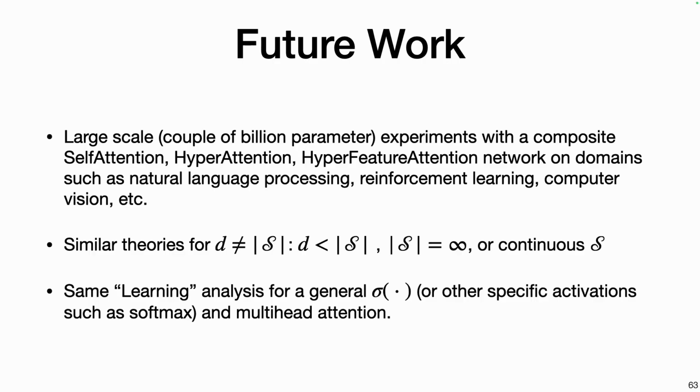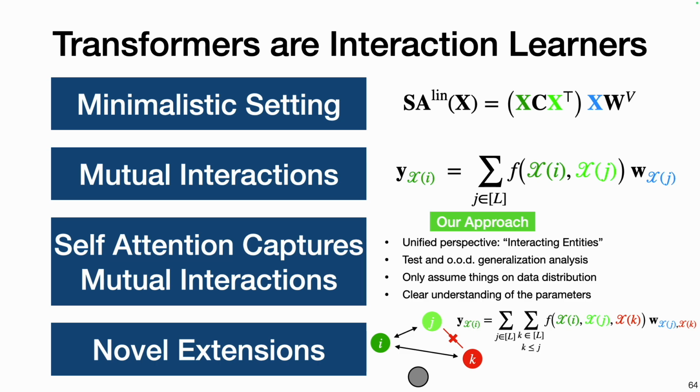Lastly, our theories were for linear self-attention. In the future, one can come up with similar theories for several alternative sigma functions or for a general sigma function. In conclusion, we first motivated a minimalistic setting. Later, we defined mutual interaction that covers several domains such as genotype, phenotype, multi-agent reinforcement learning, computer vision. So our theory is based on a unified perspective.